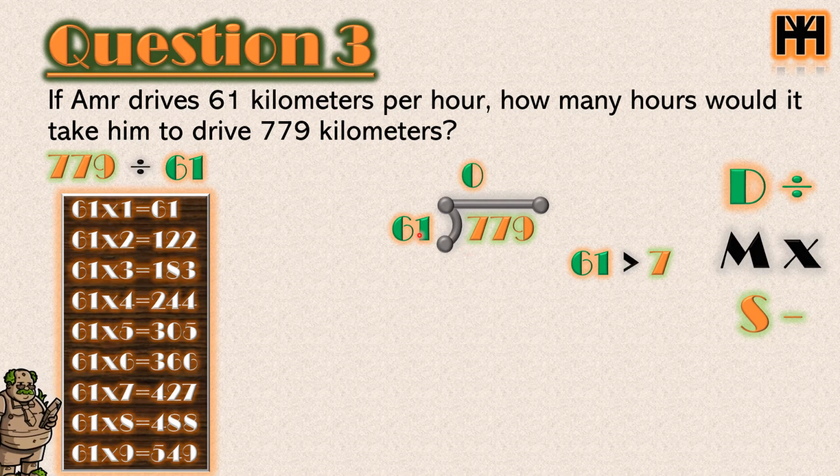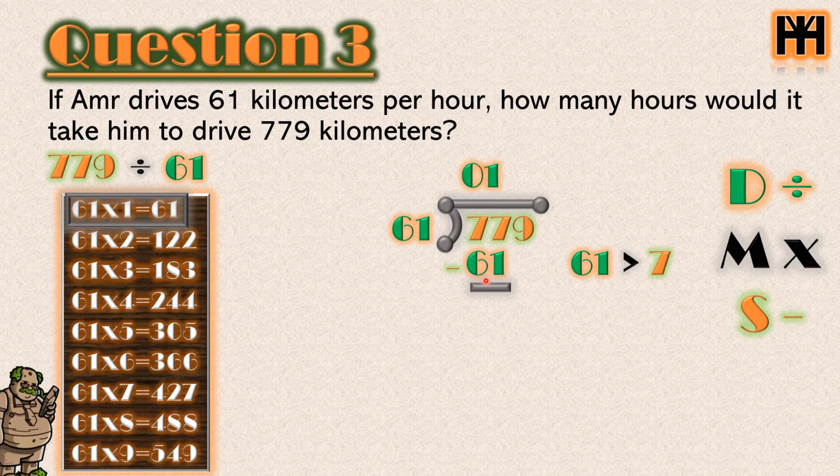Then it's 77 divided by 61. Then how many 61s are in the 77? Only 1. Then we'll put 1 here, it's the divide here, then the multiply. Then 61 times 1 is 61, then we'll subtract them.